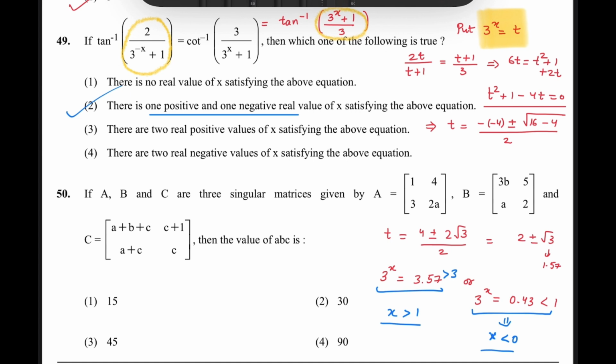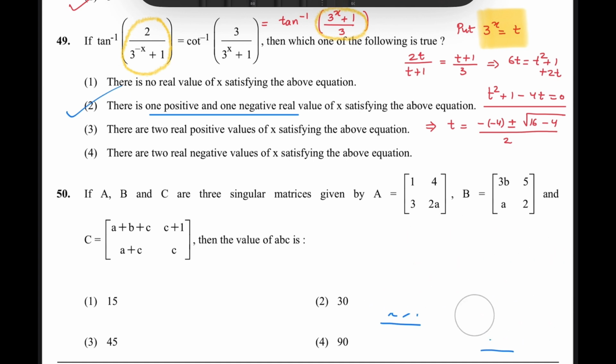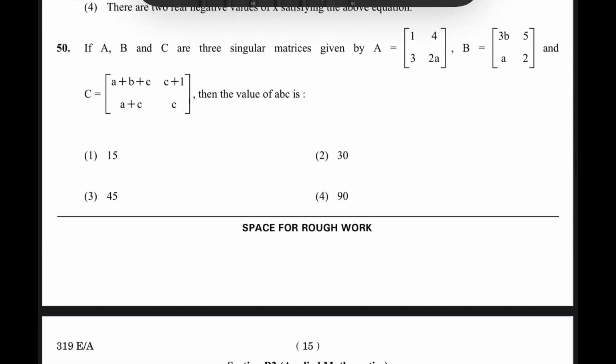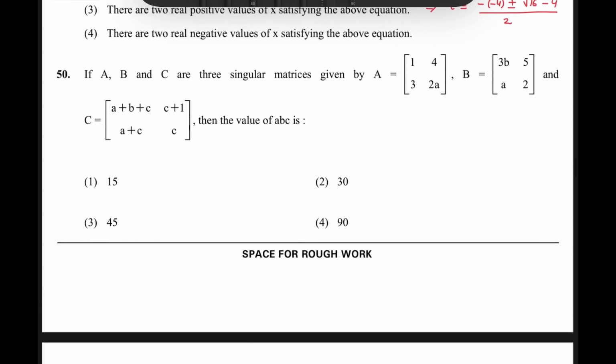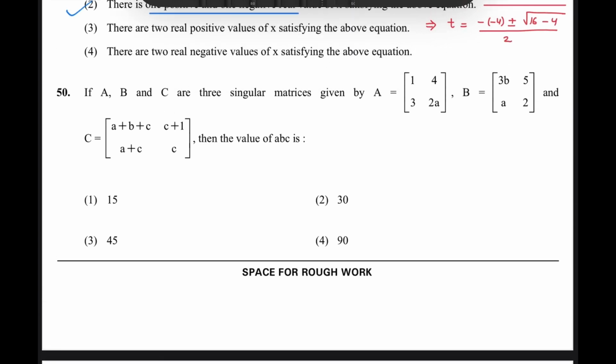So this question was a bit trickier, a lengthy question, but yeah, we can always take help of the quadratic formula and the quadratic equations. Okay, let's jump to the last question of this question paper, question number 50. What is this question? If A, B, C are three singular matrices, what do we mean by singular matrices? That means the determinant has to be 0. So the determinants of A, B, and C, they all are 0.